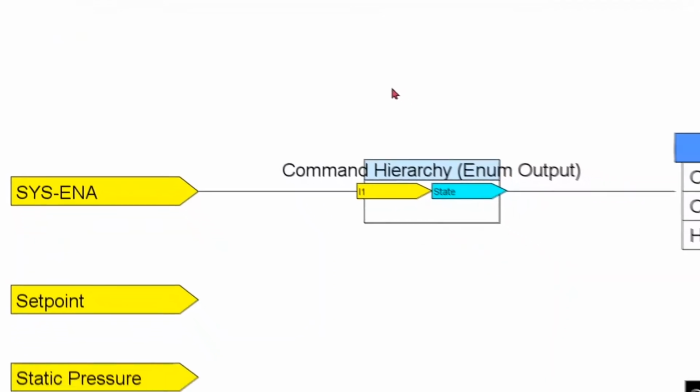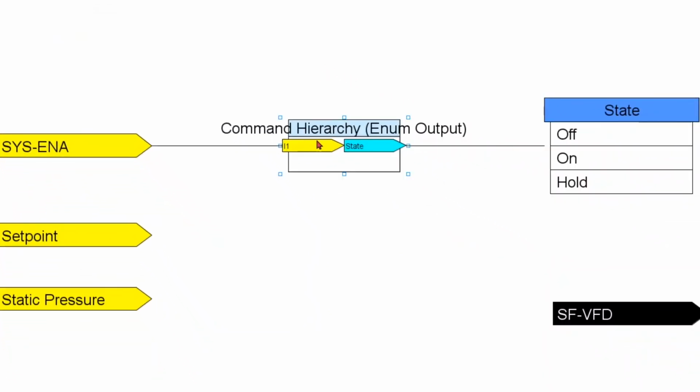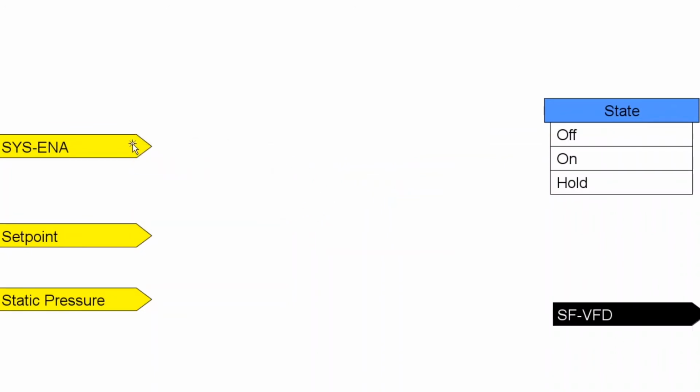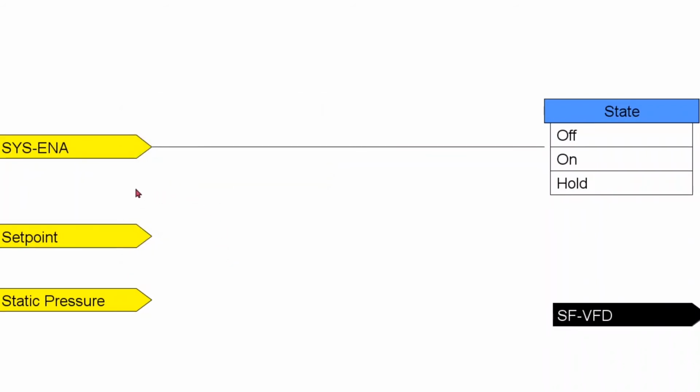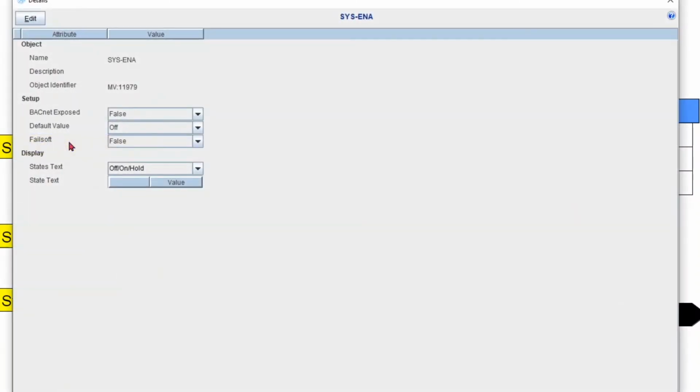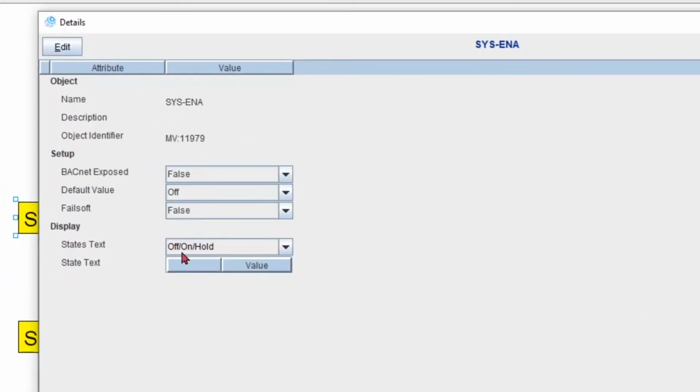So let's do something different. For simplicity, I'm just gonna delete my command hierarchy. Yes. And I'm gonna try to connect my system enable straight to the state. In this case, we're gonna use this little feature that is asking me if I want to change the source or the destination so the units match. Let's say I want to change my source because I want to keep my off, on, hold. So let's change the source, which is my system enable, and you see the connection got made. Now my system enable is a 3-state point: off, on, and hold.